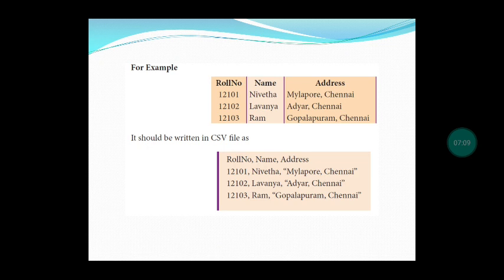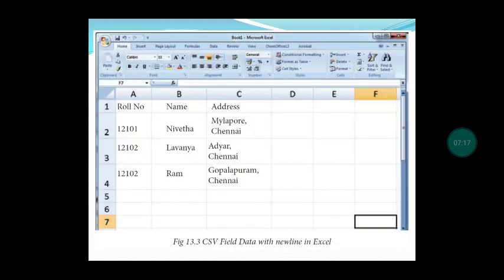Here the same example is given and it has been enclosed in double quotes. Then it should be written as a CSV file in Notepad. Then the data will look like this. In Excel, it is created with a new line, Mylapore. Next new line, the Chennai is there. Like that, Adayar, next line Chennai. Gopalapuram, next line Chennai is given. So by using the double quotes, we can see the data in this way.